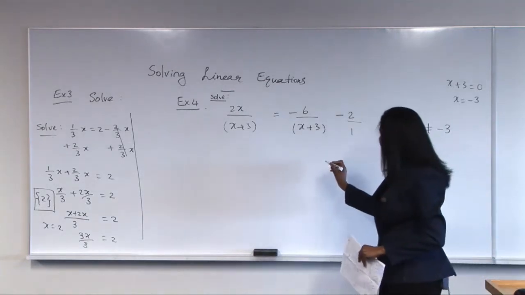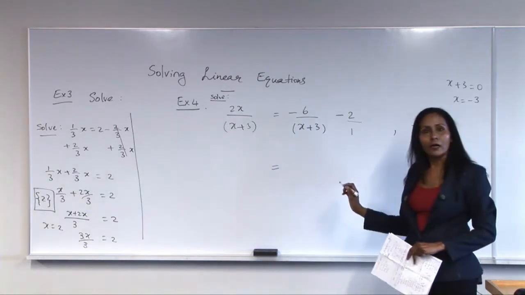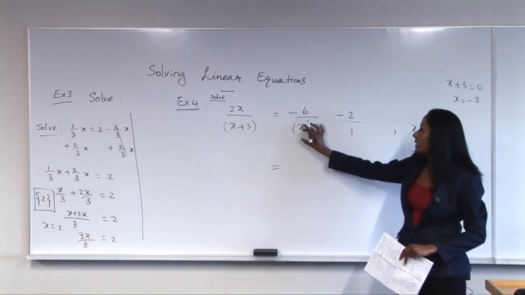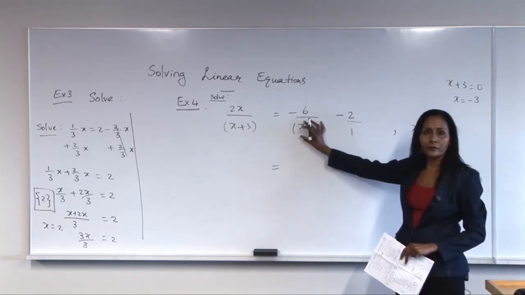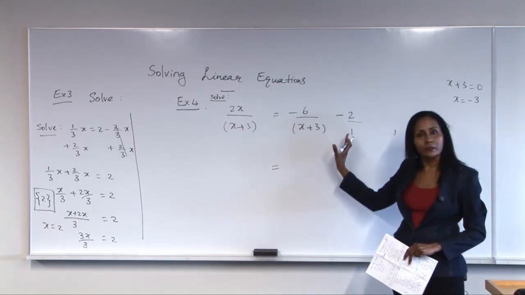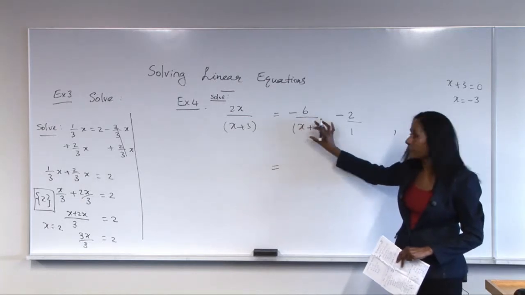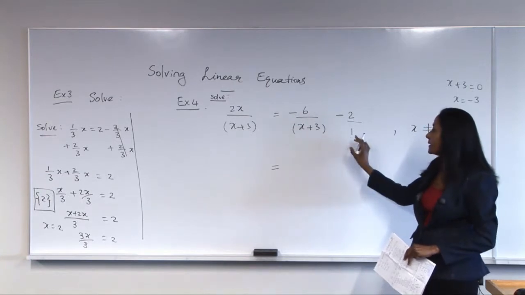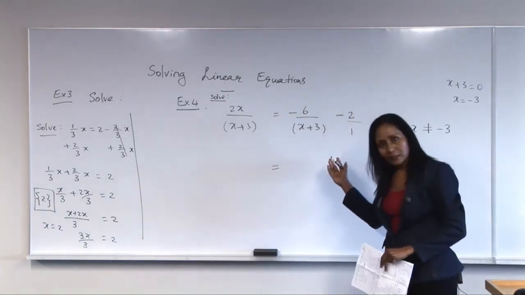Okay, next step. I'm going to make the common denominator. Look at the denominators. Here we have x plus 3. Here we have 1. This is just like a number. So if you have a 5 here and 1 here, what would be the common denominator? 5. The same way here, x plus 3 is the denominator here, 1 is the denominator here. The common denominator is x plus 3 times 1. So that's going to be x plus 3.